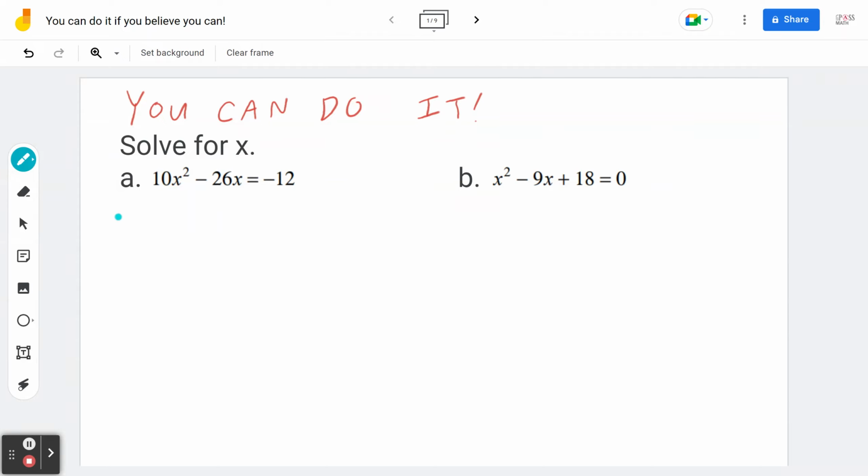So the first step is you write down 10x squared minus 26x plus 12, which equals 0. So again, you're essentially bringing everything to the left-hand side.